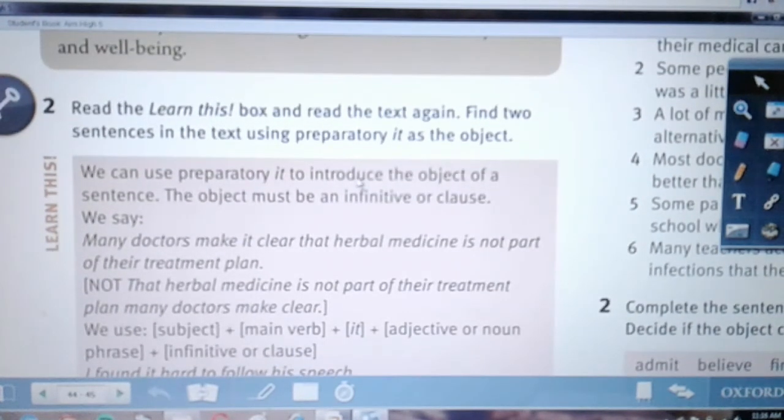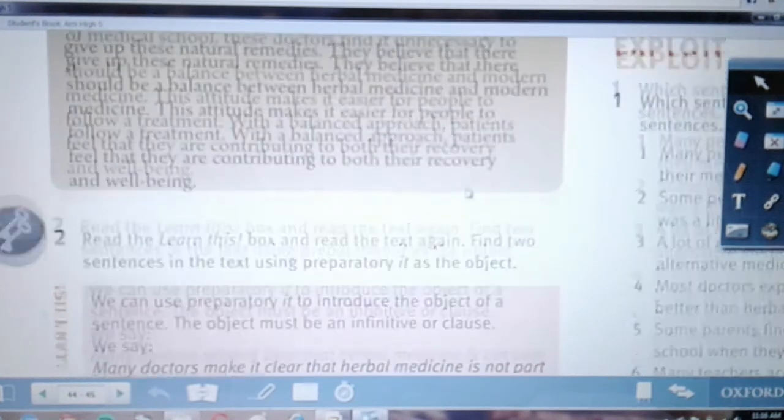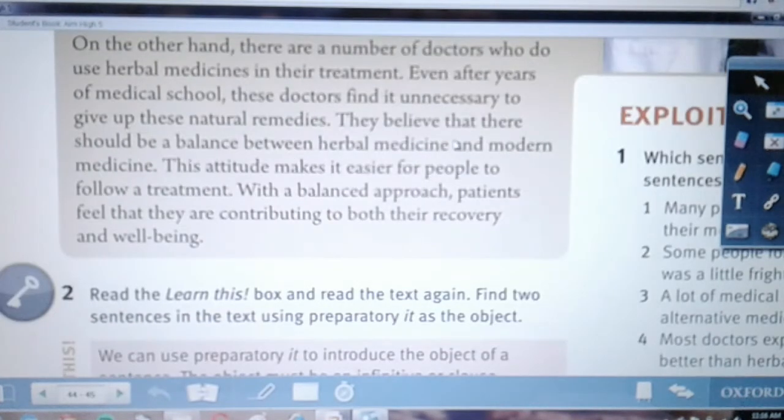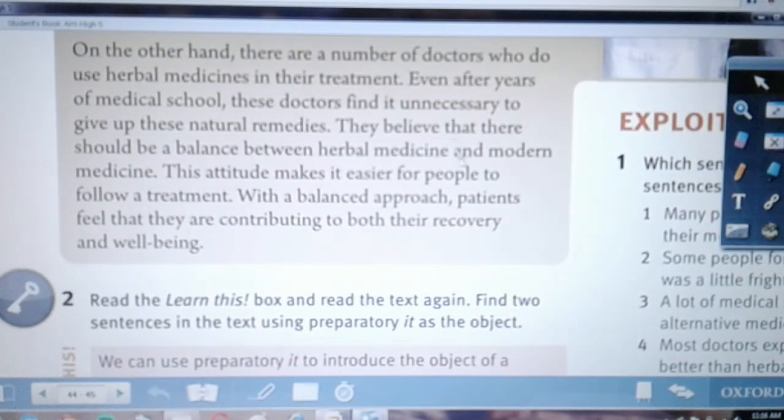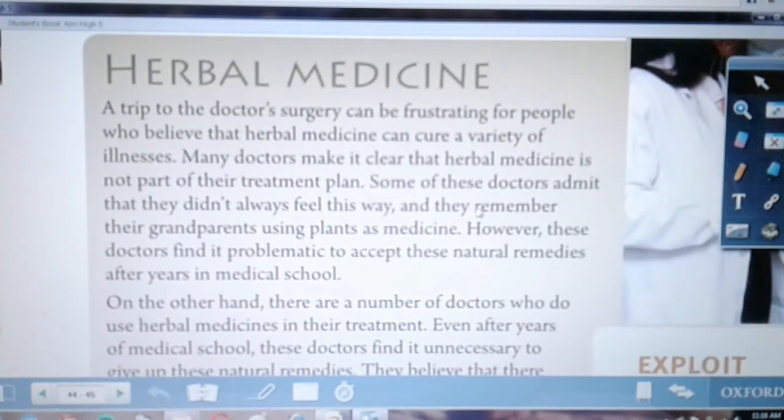And read the text again. And you have to find the sentences in the text using preparatory it as the object. Okay, so I'll give you one example. We have to find a sentence that uses preparatory it as object. Wait a minute, let me take a look at the first paragraph.